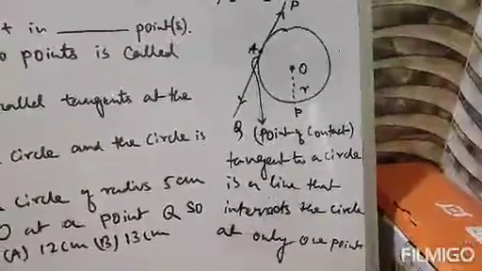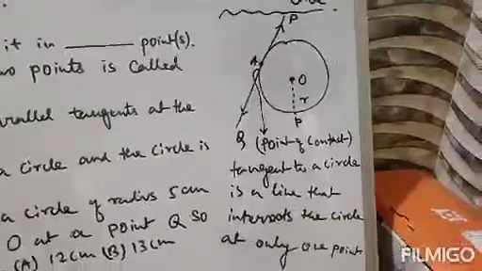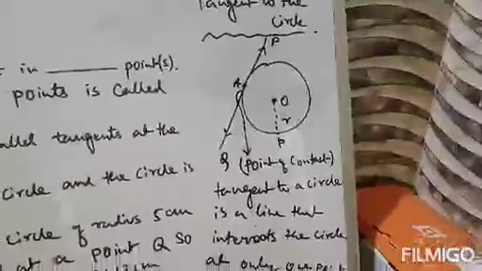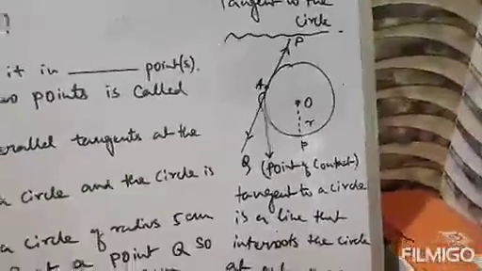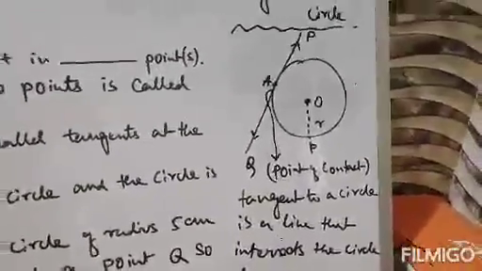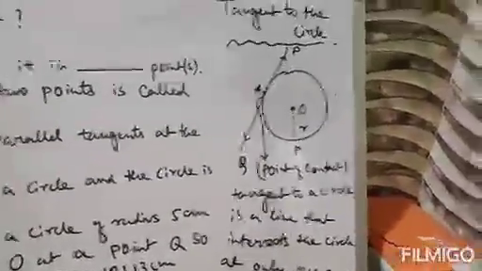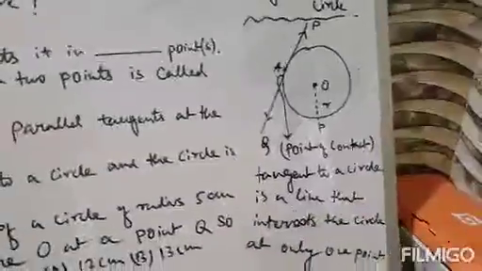It is the common point between the circle and the tangent, and at point A, that means at the point of contact, the tangent touches the circle. That is all about tangent to the circle.